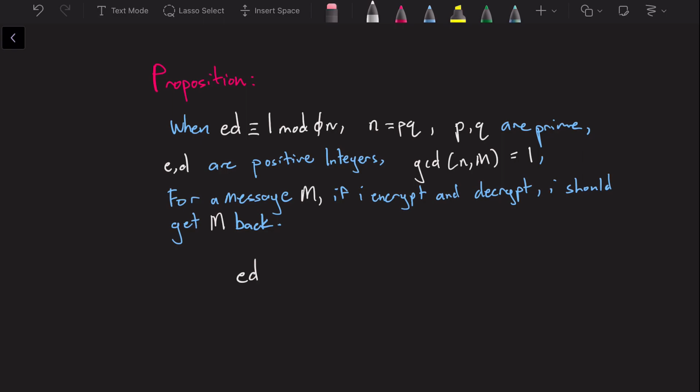So for now, let's look at ed. ed can be written as 1 mod phi n, and we can rewrite this into phi n x plus 1 for some integer x.